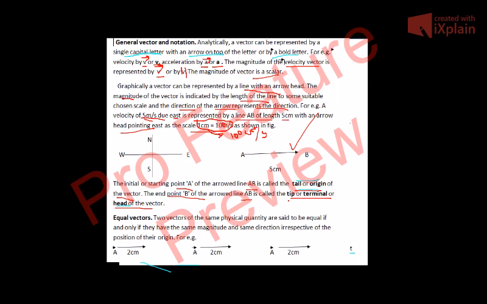Now vectors can be equal, unequal, positive, negative, etc. So what are equal vectors? Two vectors of the same physical quantity, for example both mass or both force, not mass and force, are said to be equal if and only if they have the same magnitude and same direction, irrespective of the position of their origin. For example, as you can see, E is a vector with a magnitude of 2 centimeters.